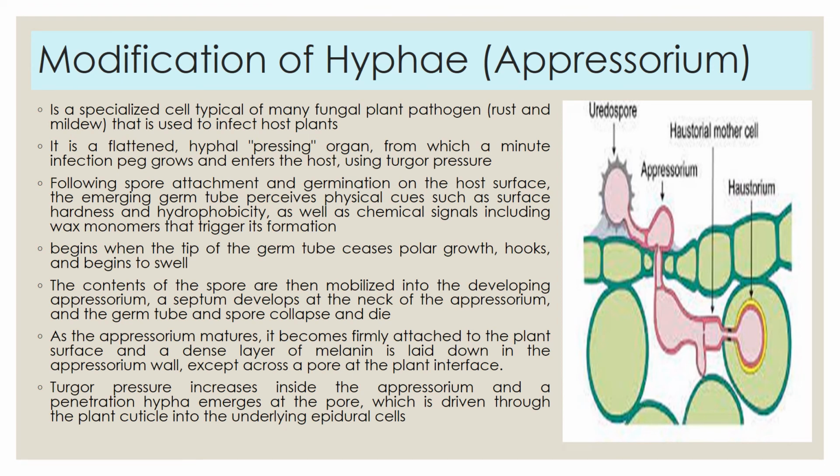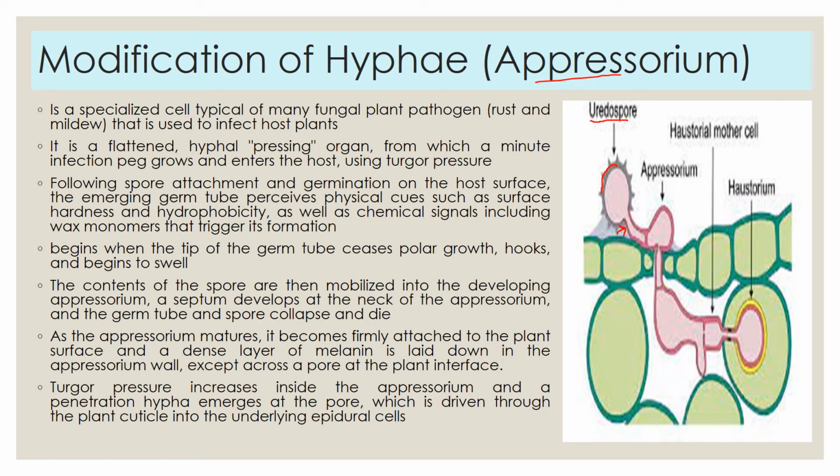Another modification of the fungal hyphae is the appressorium. Here in the picture we see the appressorium. It begins with the fungal spore, here the example of a uredospore. What it does is that the spore grows into a germ tube. Here it is a germ tube.